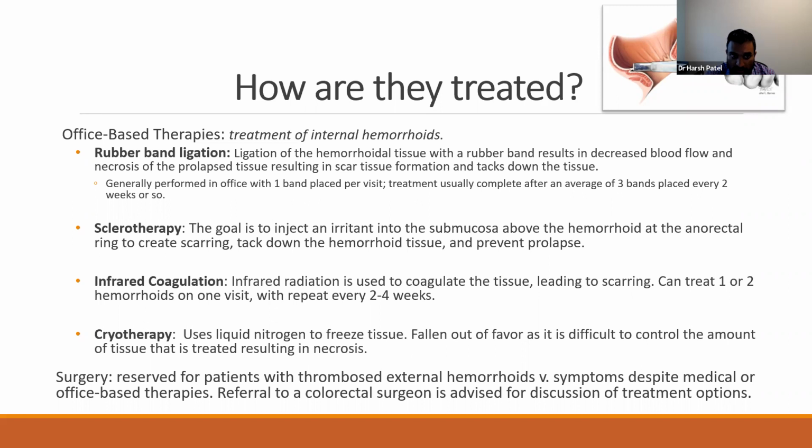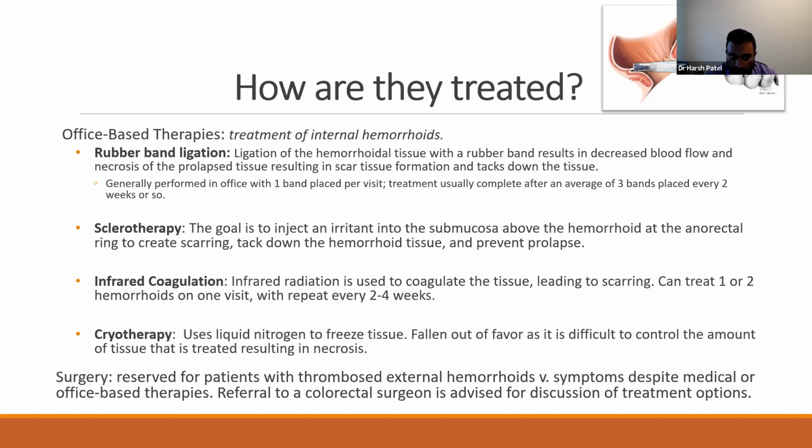So rubber band ligation: essentially the theory behind this is tacking down the lining of the colon by causing scar tissue and lack of blood flow that results from the rubber band being placed. Generally, we'd place one band in each office visit for 2 to 3 visits, aiming for those columns of hemorrhoids that I mentioned in the first couple of slides, which are the most common locations for hemorrhoids.